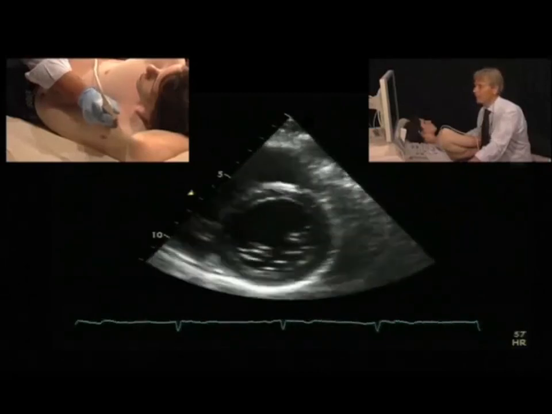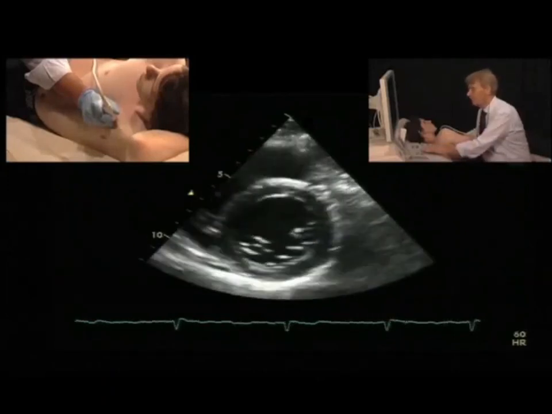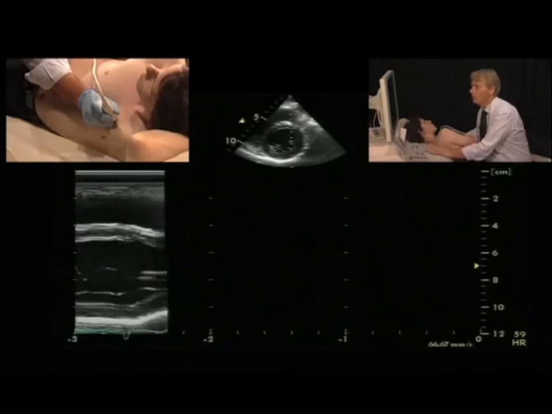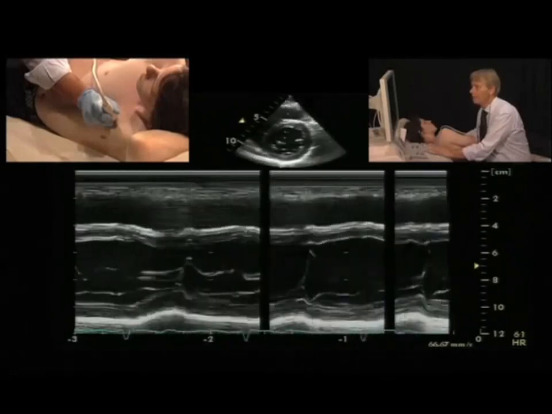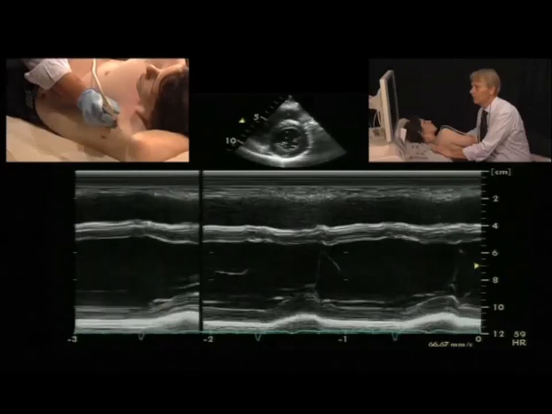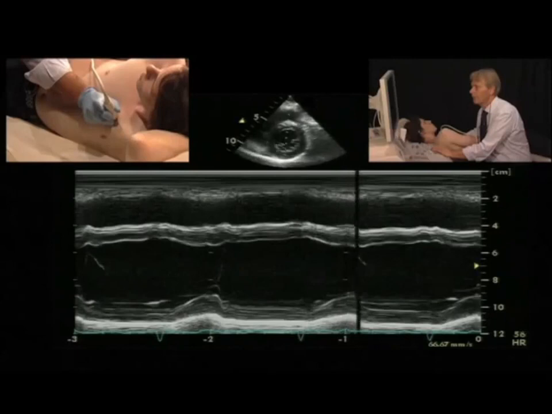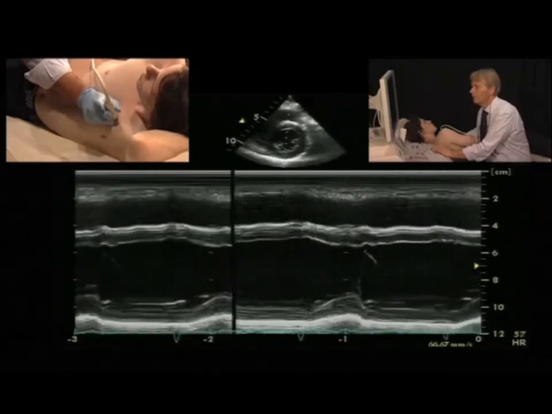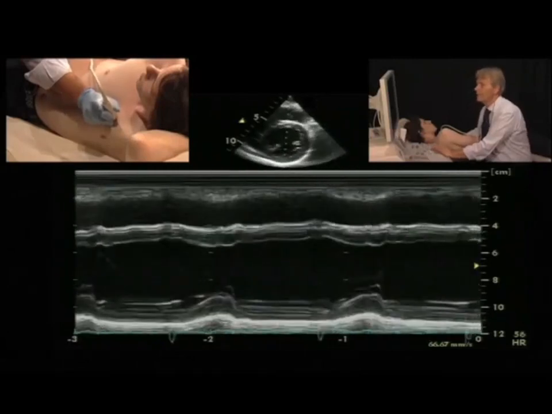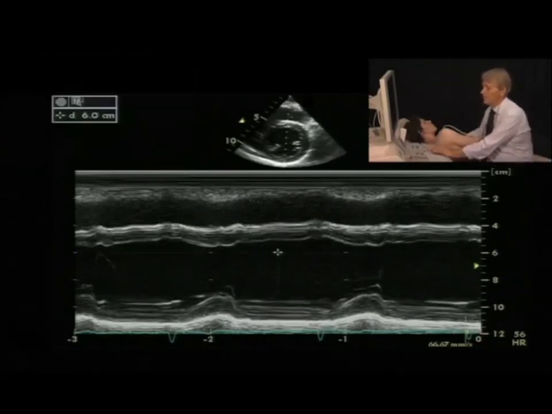So once you have a nice view of the left ventricle, you will put the M-mode exactly through the middle of the left ventricle and optimize the image so that you have a very good contour, and then freeze the image and perform the measurement of the septum at diastole.